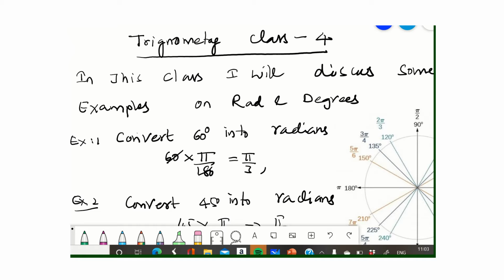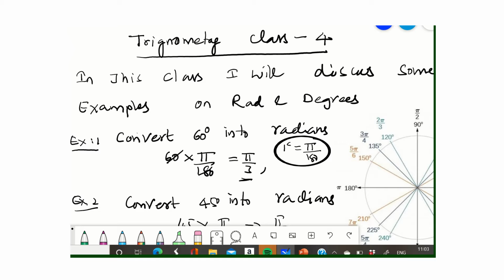So here is my example number 1. You can see here, convert 60 degrees into radians. To convert degrees into radians, we know that 1 degree is equal to pi upon 180 radians. So whatever the degrees are given, multiply with pi upon 180. So 60 degrees means 60 into pi upon 180, which is equal to pi by 3.